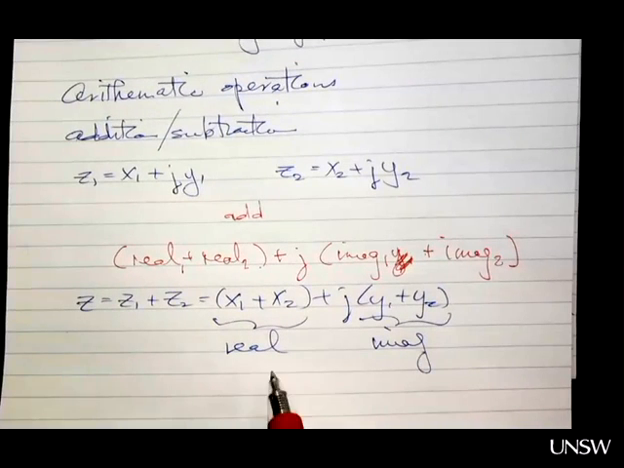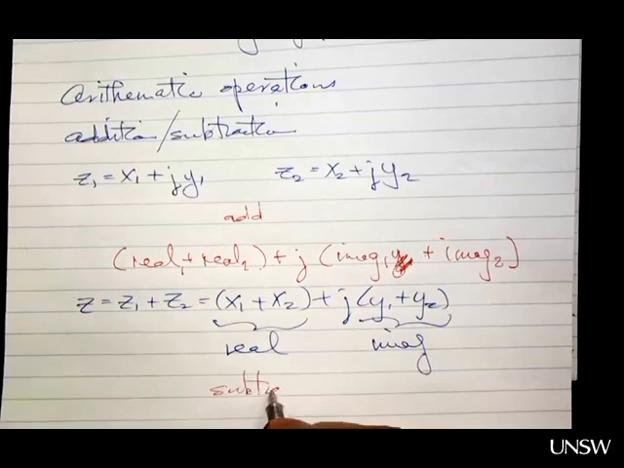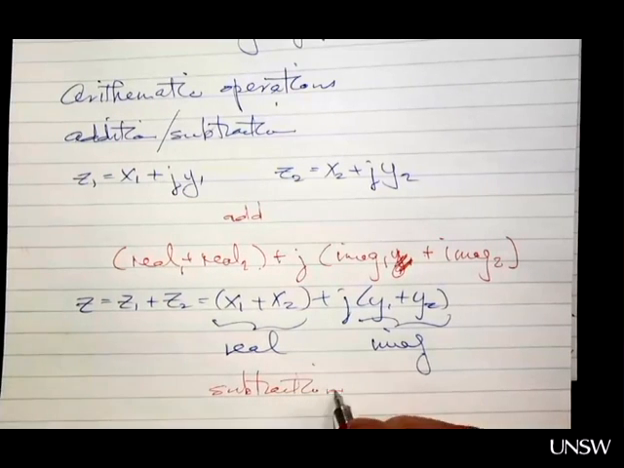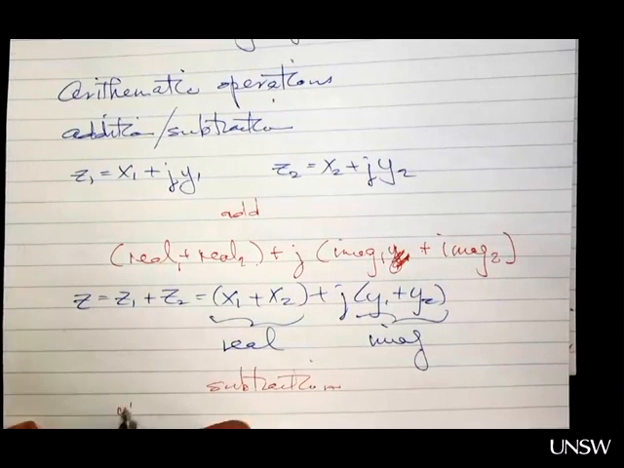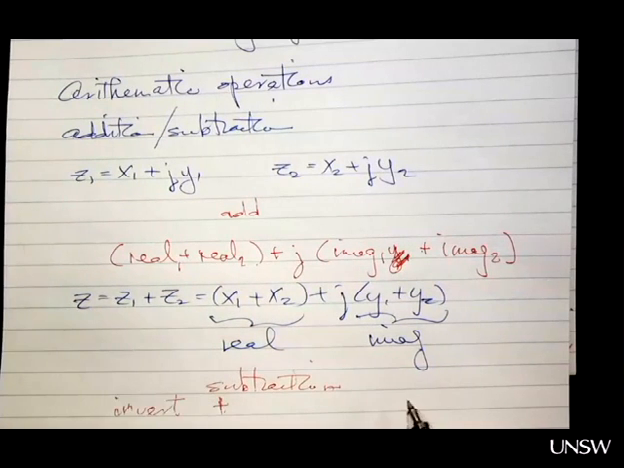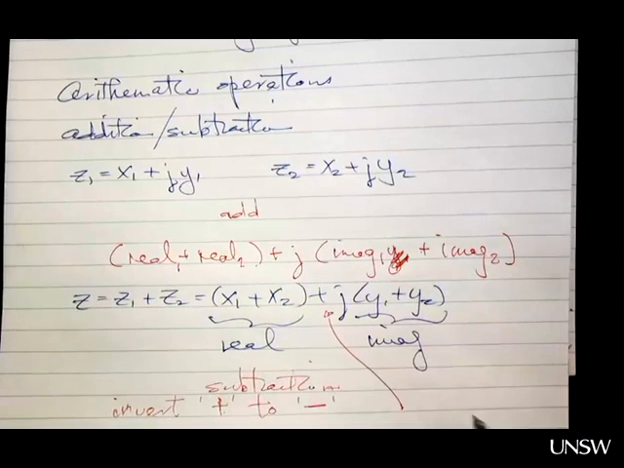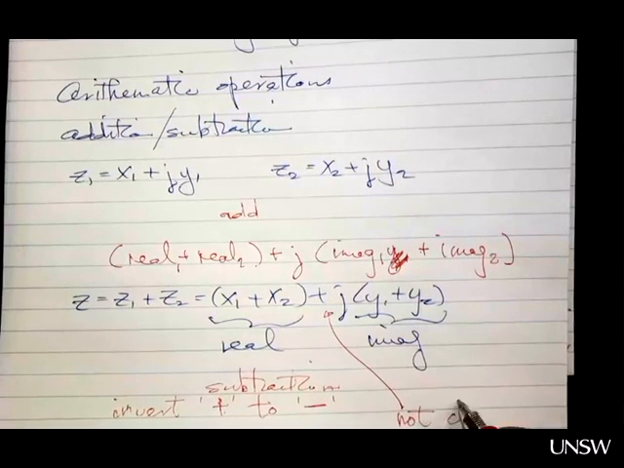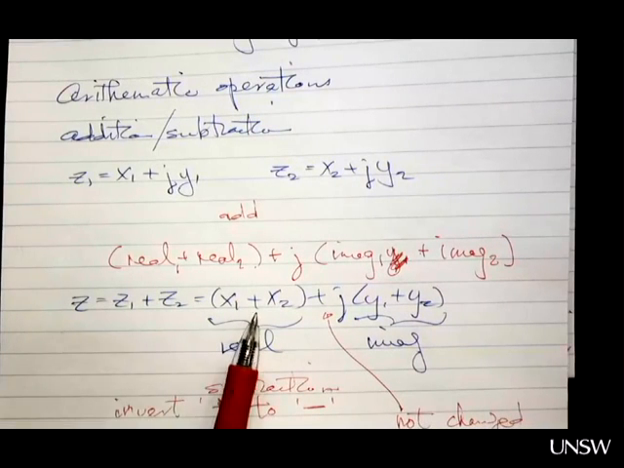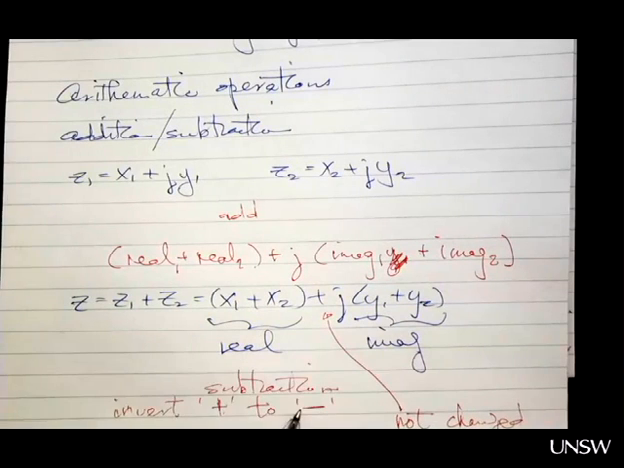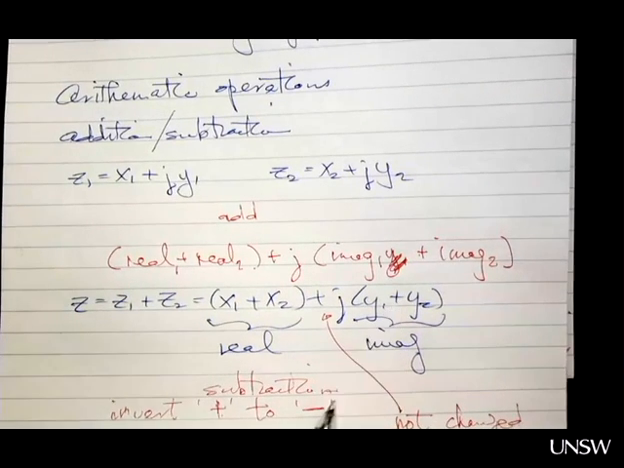And then for subtraction, we just invert the polarity. Invert the addition to subtraction. This one, however, is not changed. It is only within this addition operation we change it to subtraction, and then also this addition we change to subtraction.